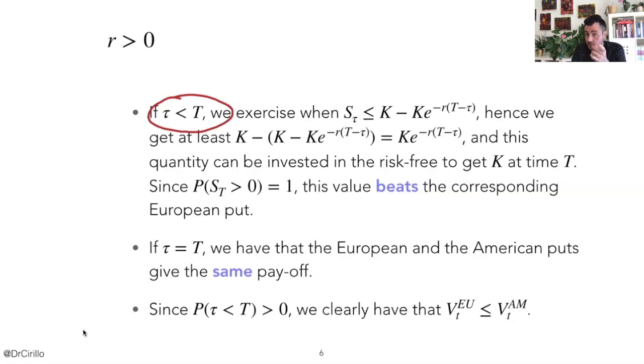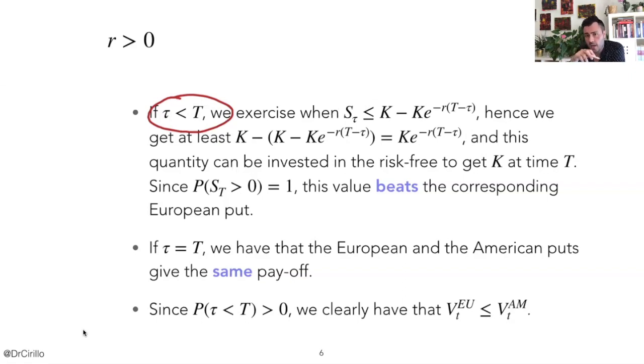And this is the trick, because think what happens, for example, if the risk-free rate is equal to 0 or negative. Then you are exactly in the situations in which it is best to wait until capital T. But when r is positive, we can invest in the risk-free asset, and at time capital T we exactly get K.